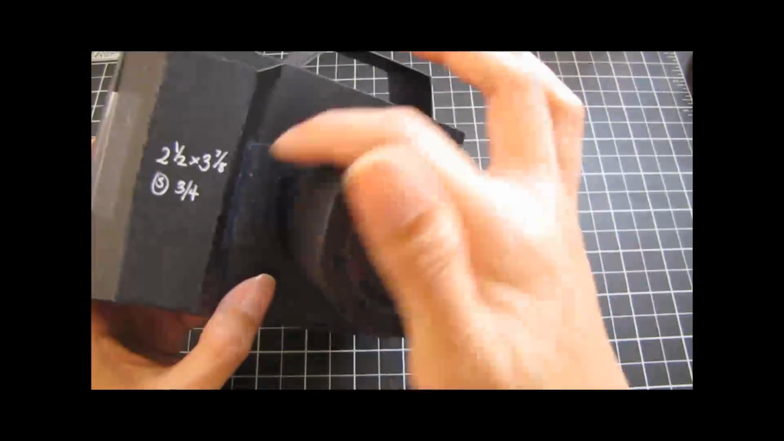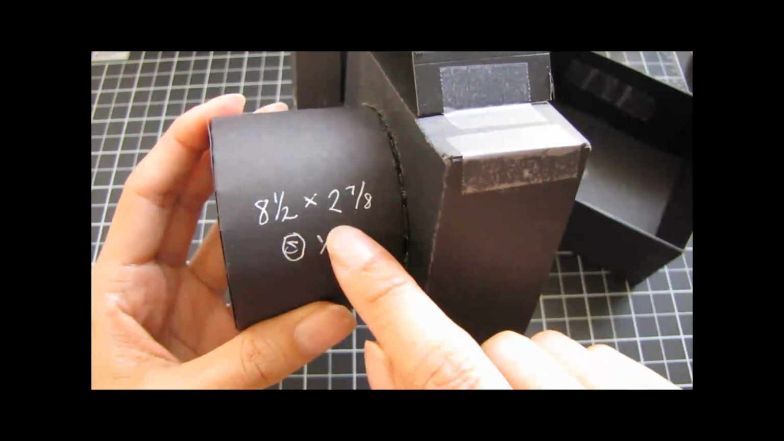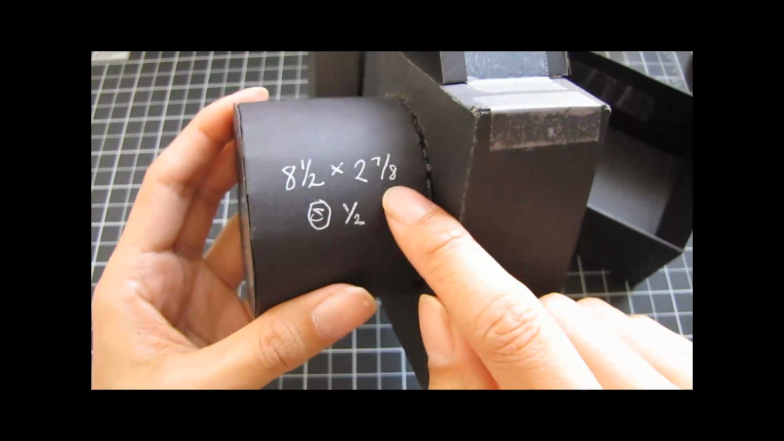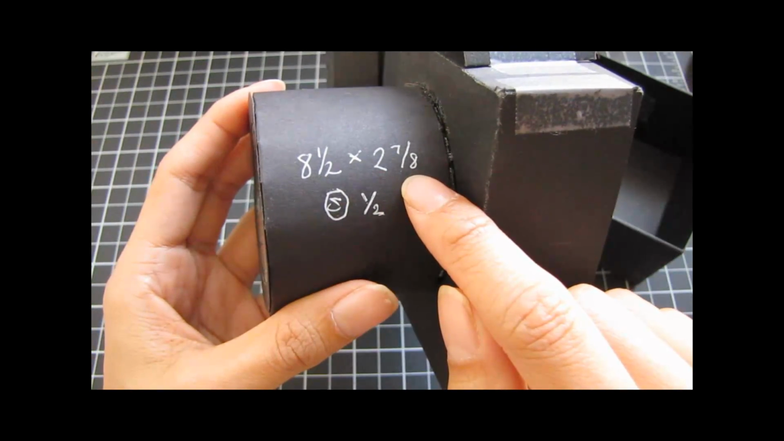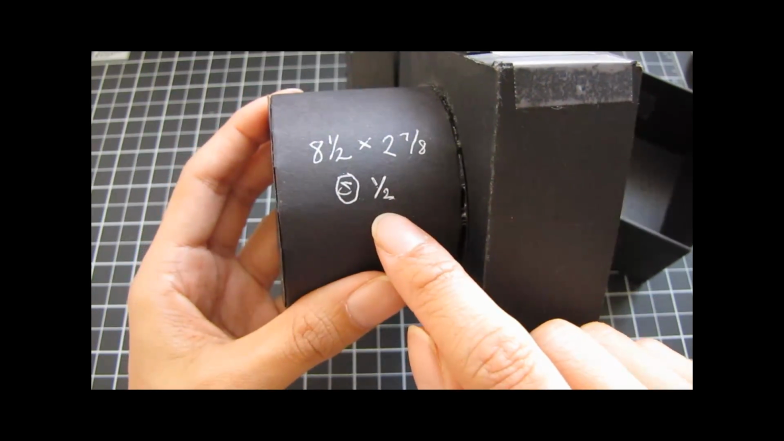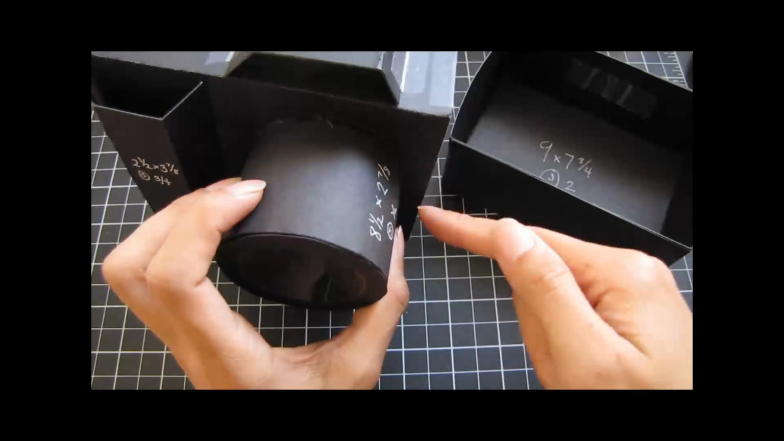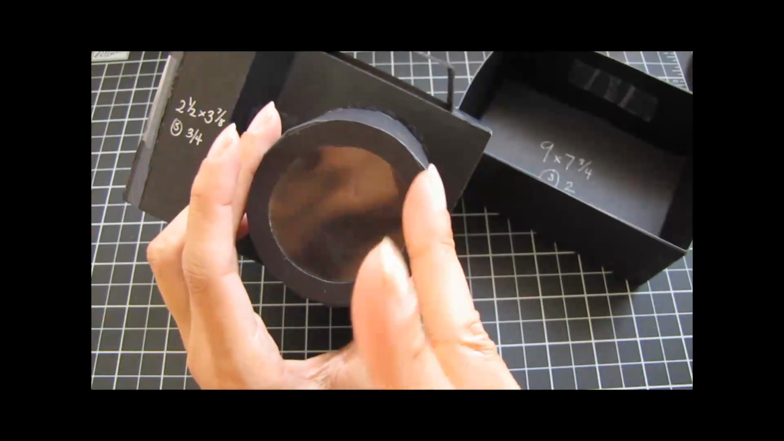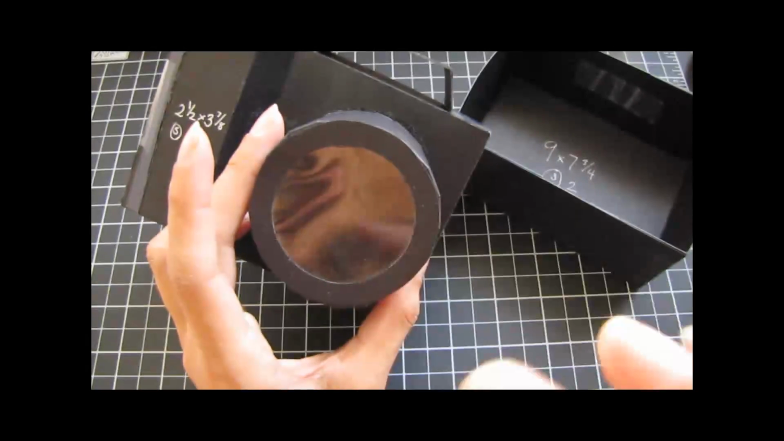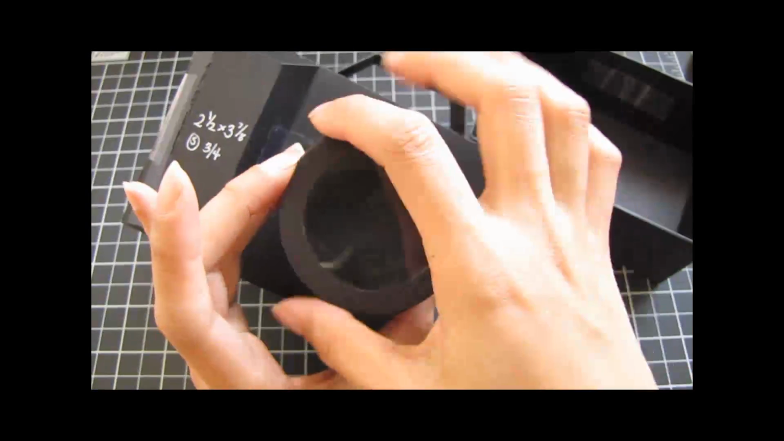As for the lens part here, it is 8.5 by 2 7/8, and then I scored it on the 8.5 inch side. I scored it at 1/2 inch, so on the long side I scored it 1/2 inch here and then 1/2 inch there. And then you make these little slits here like crocodile teeth, so that it can bend to this round shape here.